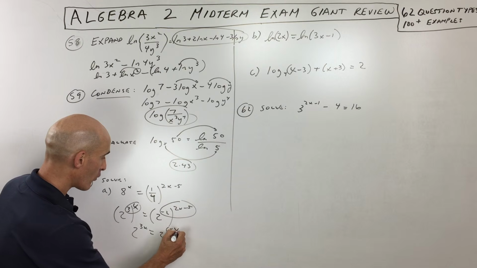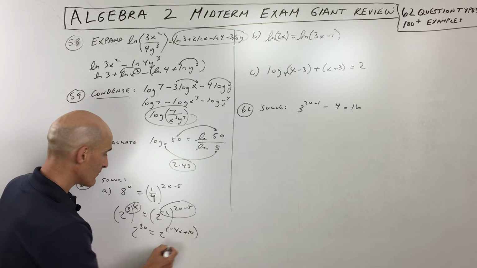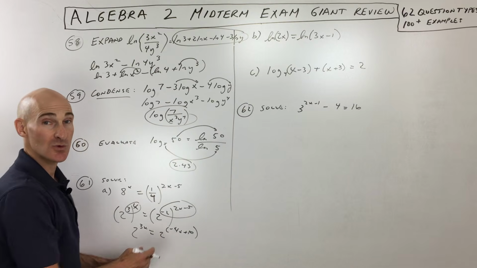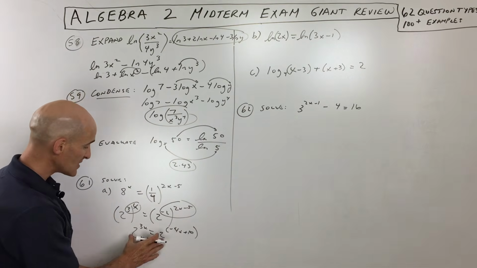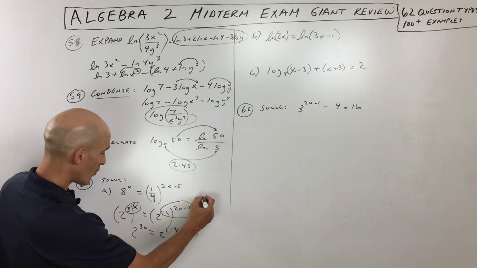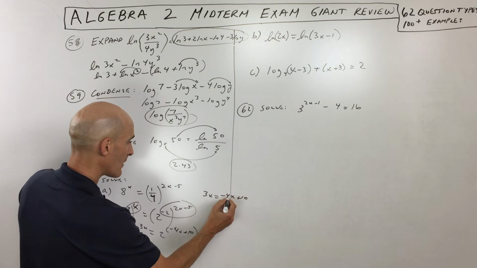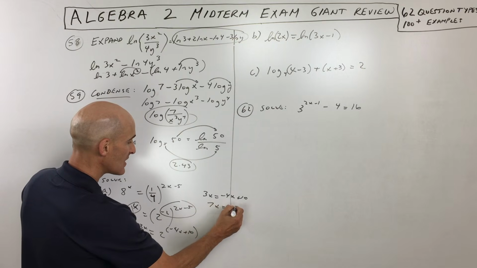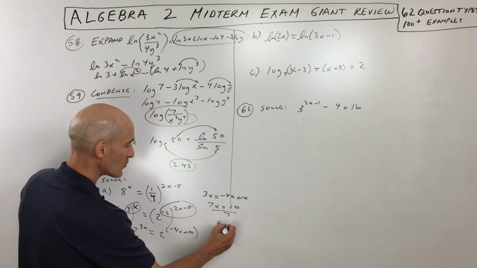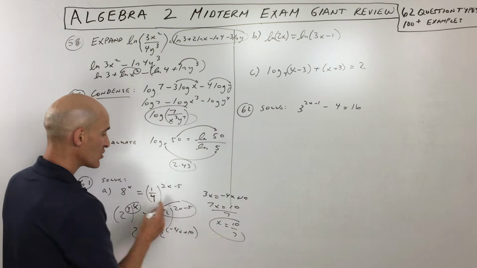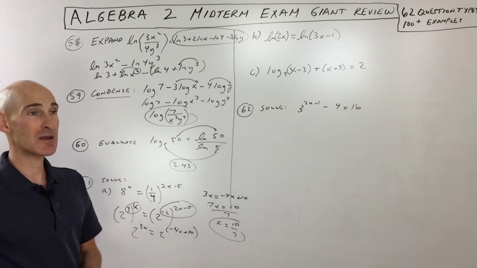Okay, so now that we have the same base, we can use the one-to-one property for exponents, which means if you have the same base, you set the powers equal to one another. So I'm just going to set those exponents equal. So that's negative 4x plus 10. I'm going to add the 4x to both sides and divide everything by 7. So we get x equals 10/7. You can put it back in and verify that the left side and the right side match.